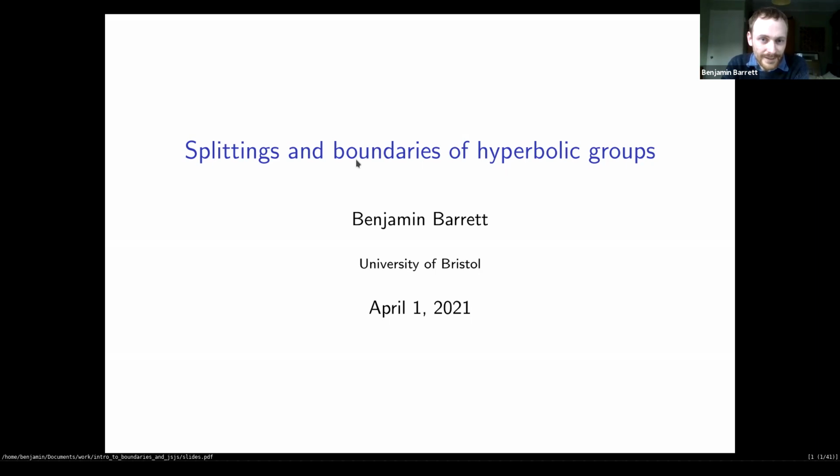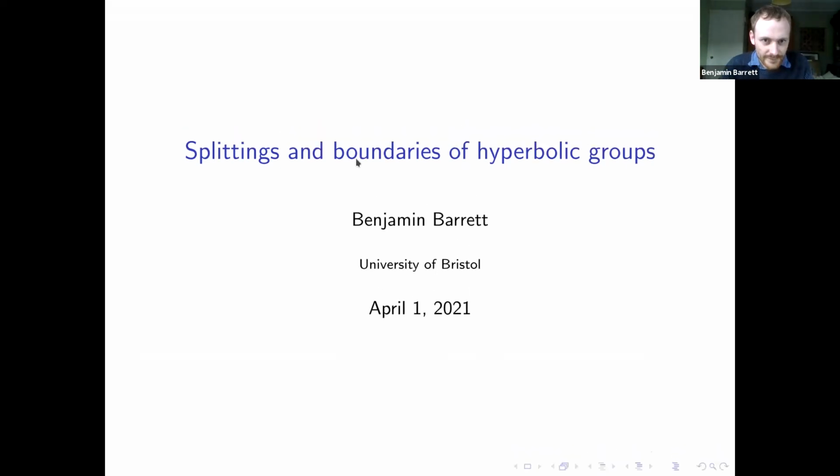Then, I've been told that this is the first of several talks you're going to have about hyperbolic groups here. So I'm going to tell you what a hyperbolic group is and what the boundary of a hyperbolic group is, and give you some examples. And then I'm going to get onto the main thing that I want to talk about, which is the link between splittings and these boundaries. The idea is that you can somehow see splittings of groups in the boundaries of them, as long as they're hyperbolic. So, I'll get on. Splittings first.